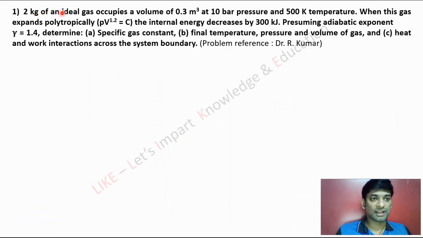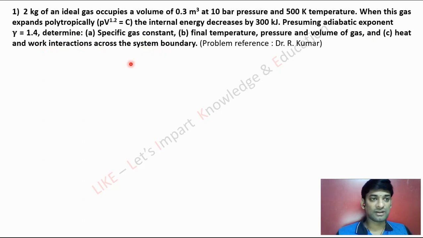2 kg of an ideal gas occupies a volume of 0.3 meter cube at 10 bar pressure and 500 Kelvin temperature. When this gas expands polytropically, PV power 1.2 is equal to constant, the internal energy decreases by 300 kilojoule. Presuming adiabatic exponent gamma is equal to 1.4, determine subdivision A, specific gas constant, subdivision B, final temperature, final pressure and final volume of gas, and subdivision C, heat and work interactions across the system boundary.